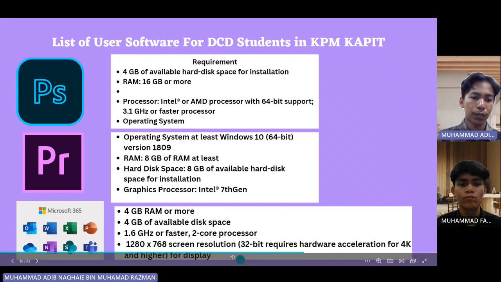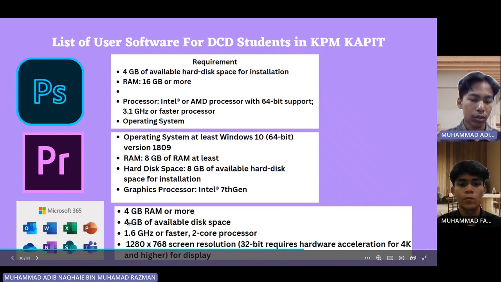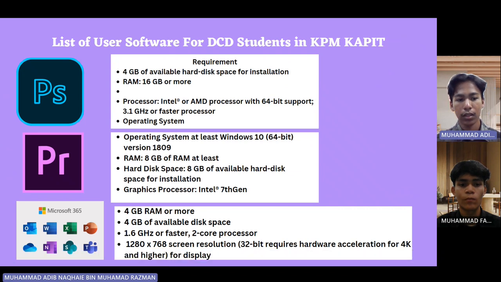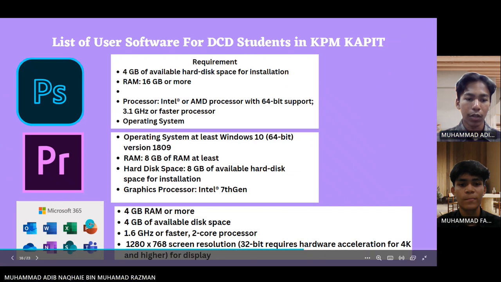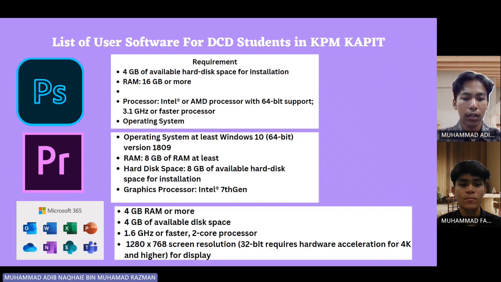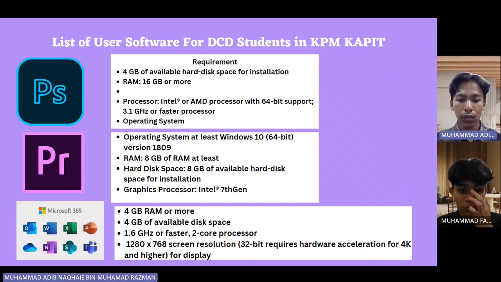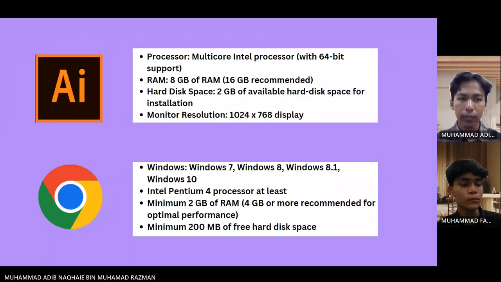Next, we also have Microsoft 365, which has applications like Word, PowerPoint, and Teams. The requirement is 4 GB RAM or more, 4 GB of available disk space, 1.6 GHz or faster, 2-core processors. For screen resolution, it requires 32-bit hardware acceleration for 4K and higher displays.